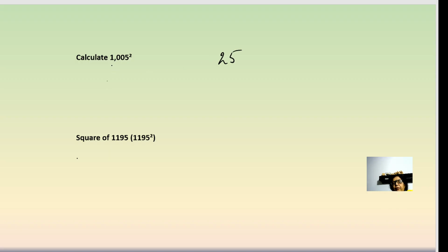And then we'll take 100 as one unit over one number over here, and the next number after 100 is 101. So 101 into 100, that is 10100, and 25. So your answer is 1010025. Similarly, we have here 1195.